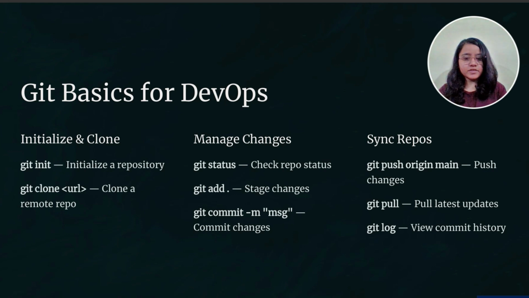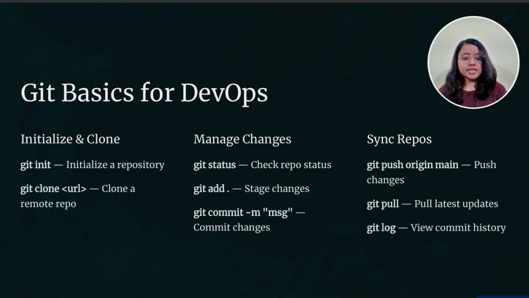Git is a distributed version control system. That means instead of one central repository where everything lives, every developer has a full copy of the entire project, including the full history. This gives superpowers like working offline, creating your own branches without affecting others, merging code changes easily, and rolling back to the previous version if something breaks.